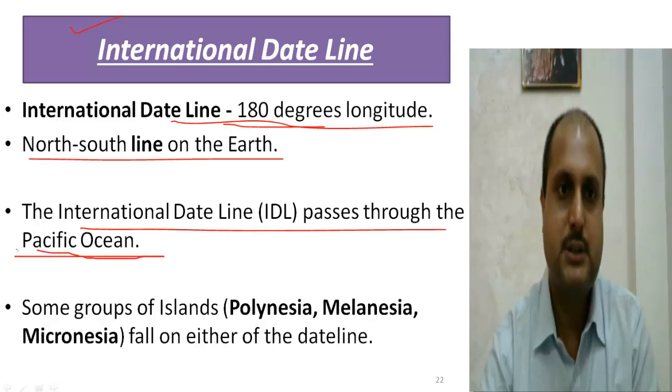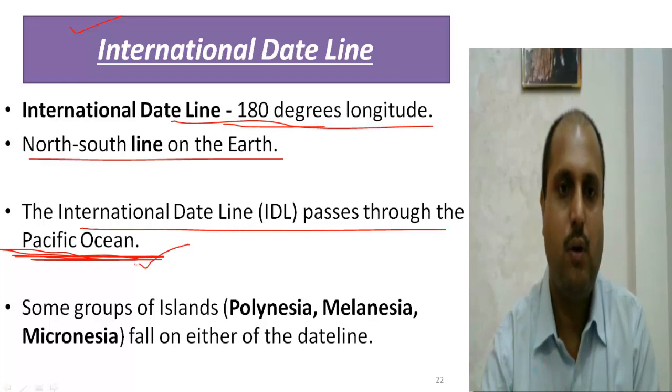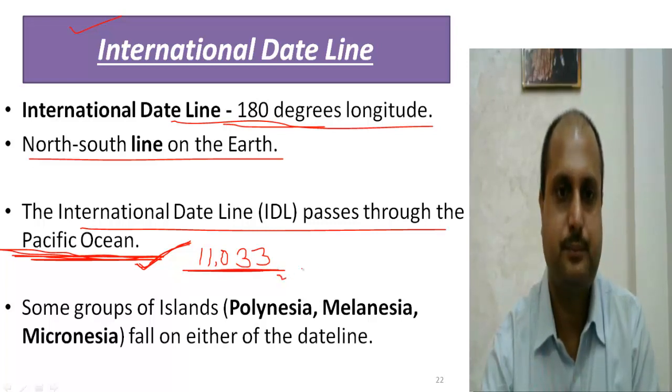This question has appeared many times in many examinations. On this ocean the international dateline crosses. The Pacific Ocean is called the deepest ocean on our globe. The deepest place is called the Challenger Deep. The depth of the Challenger Deep is 11,033 meters.